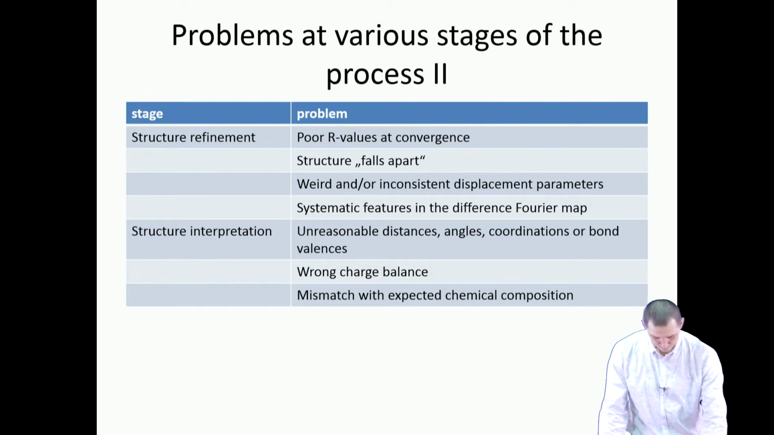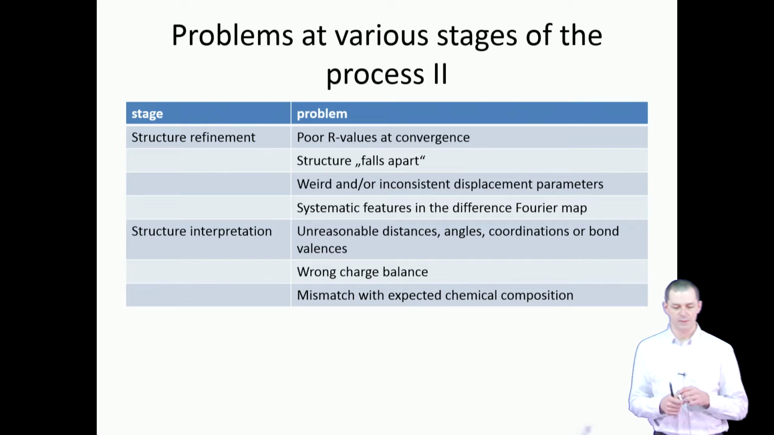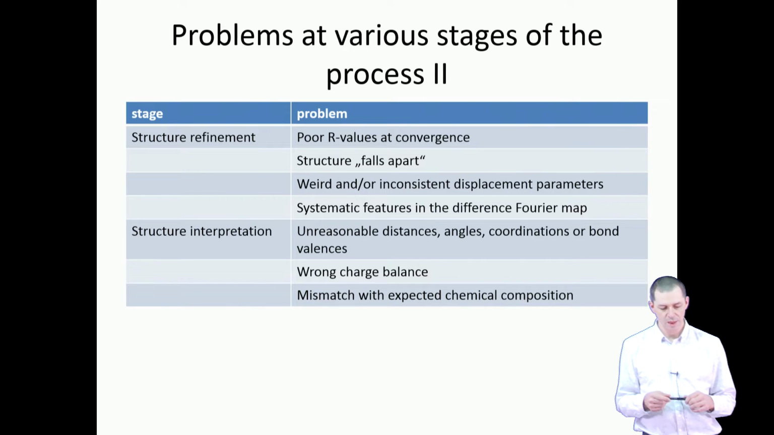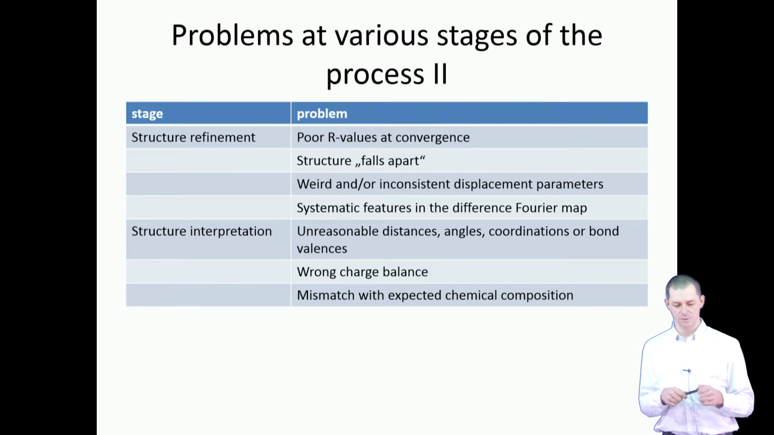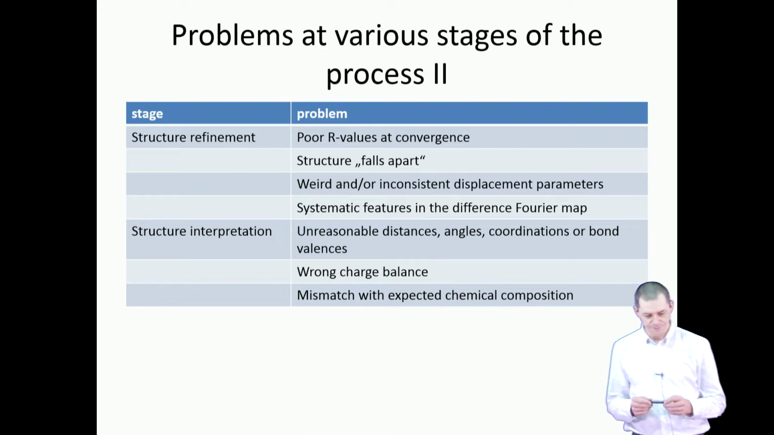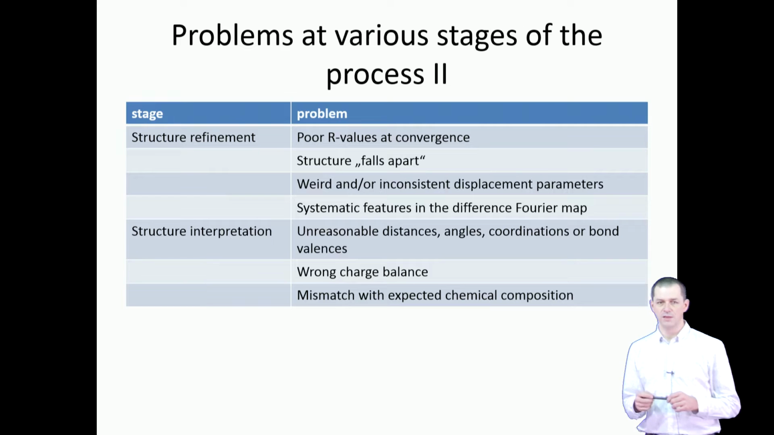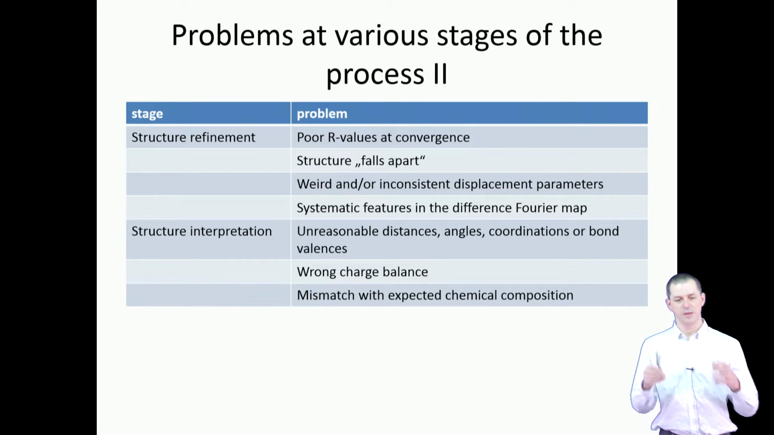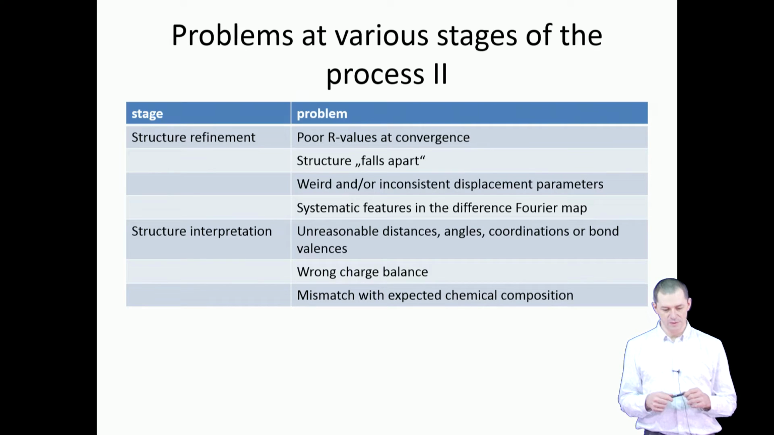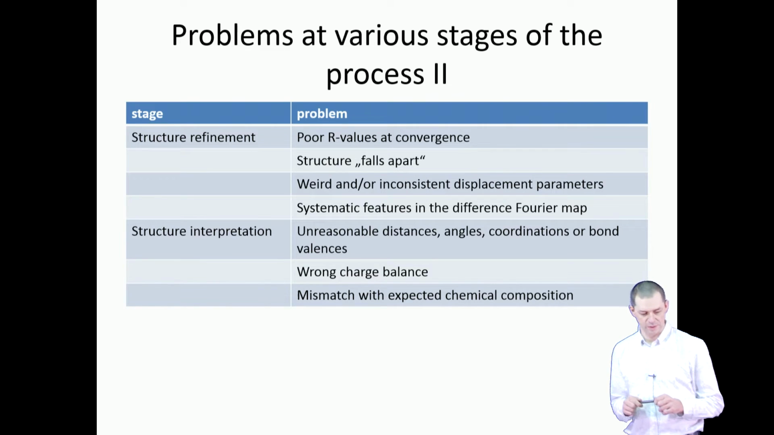Then in the structure refinement stage, of course the most often encountered problem is that the statistics of the refinement are not good, so you have poor R values. What can also happen is that the structure is unstable, so it falls apart. You have a nice structure model before the refinement, and then you refine, and the structure looks like a random collection of atoms. A very frequent and often difficult problem is strange, inconsistent, or weirdly shaped displacement parameters. And another one, which is always worth checking, is the difference Fourier map, to see if there are some additional features in the difference Fourier map that need to be explained.